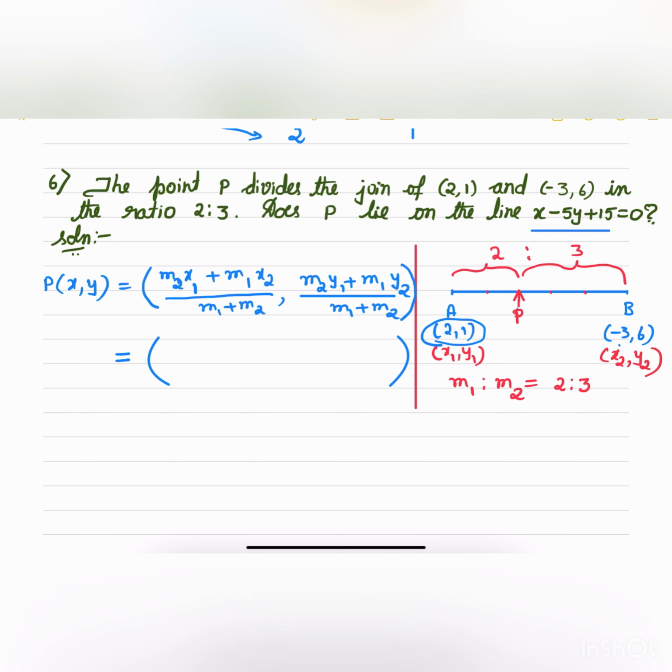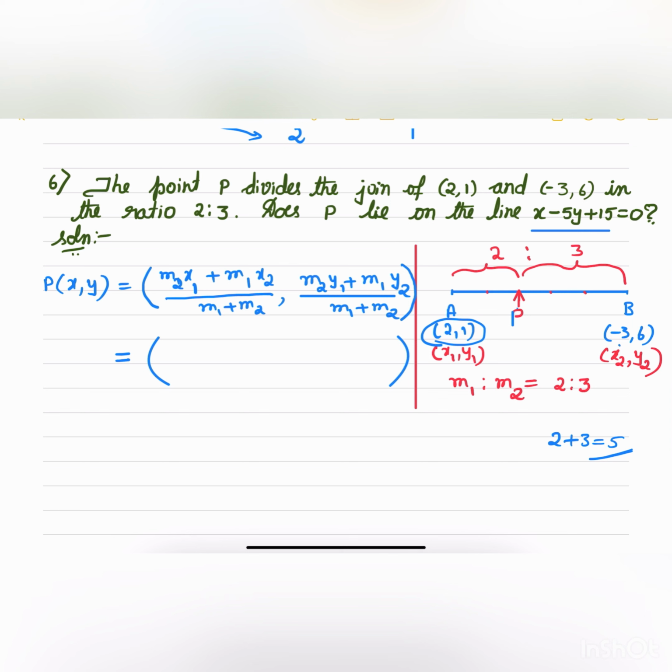Now 2 is to 3 in the sense 2 plus 3 is equal to 5. There are 5 parts, 1, 2, 3, 4, 5 parts, and we have to check whether the point P lies on the given line or not. Okay, let us start that. In this, we are using the section formula. It is P of xy is equal to (m2 x1 plus m1 x2)/(m1 plus m2), comma (m2 y1 plus m1 y2)/(m1 plus m2).